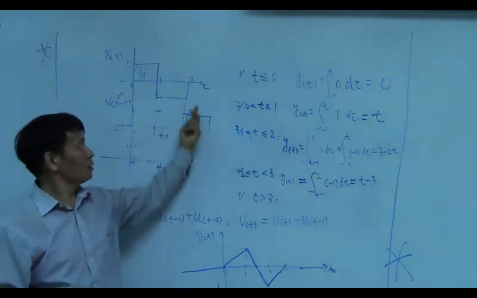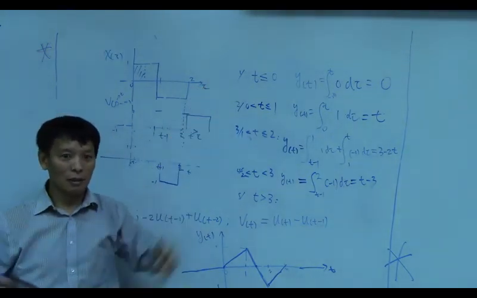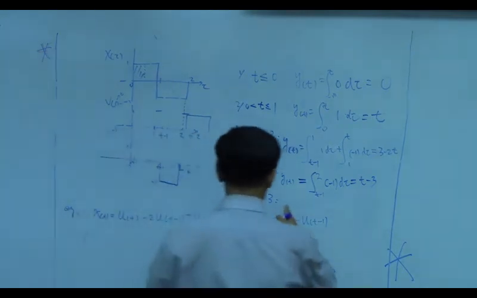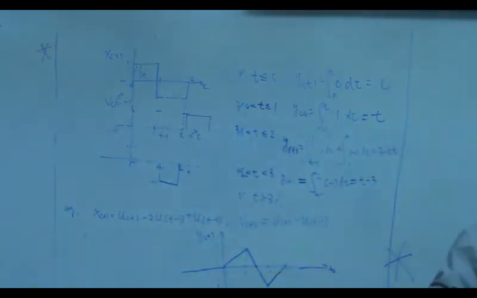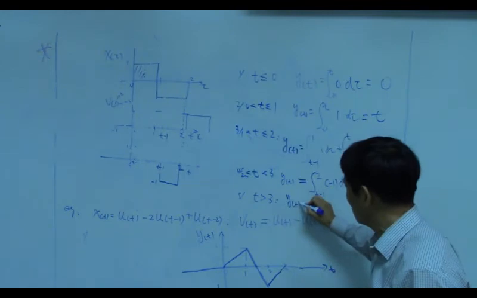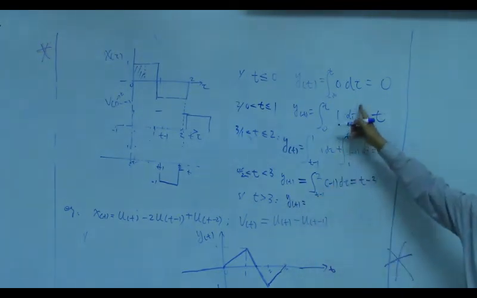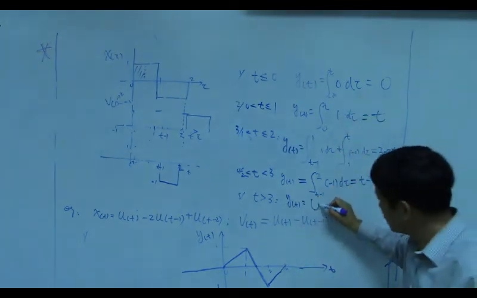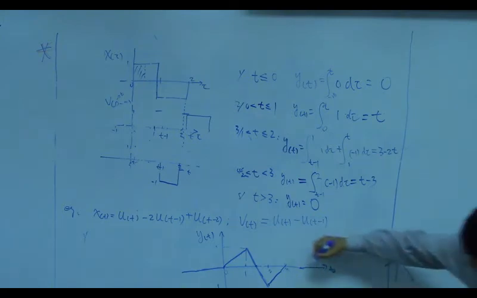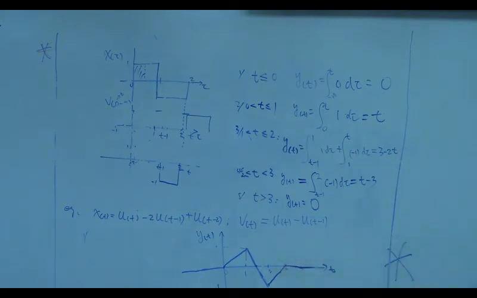This part is non-zero, but this one is 0. So you multiply, get nothing. So you don't even need to integrate. If you want to integrate, y of t equals 0, just like this one. So you can just write 0. Like 0, that means like this. So that's the convolution process.